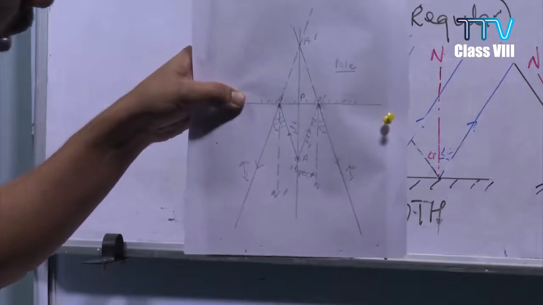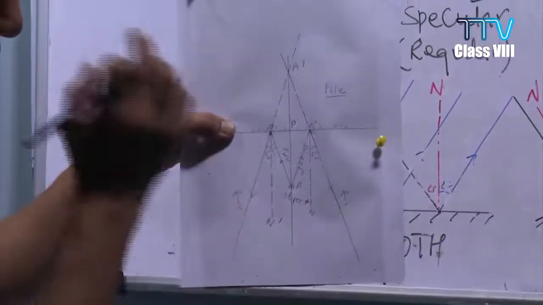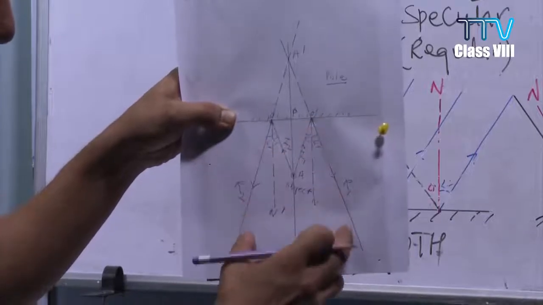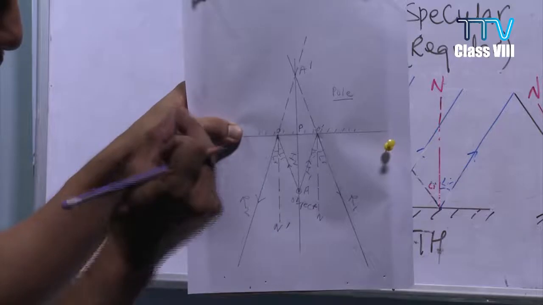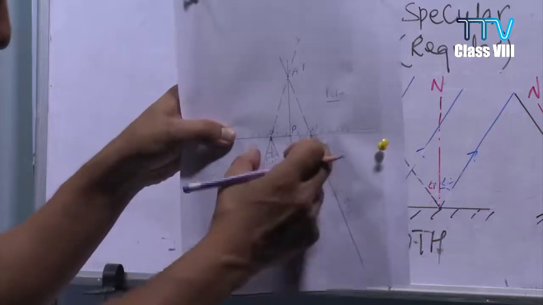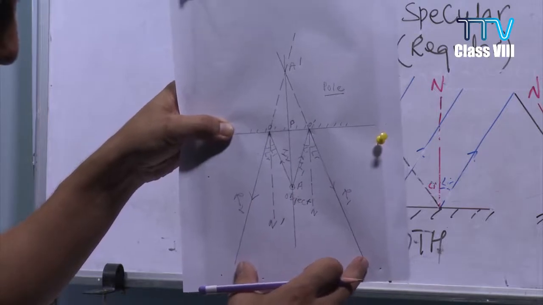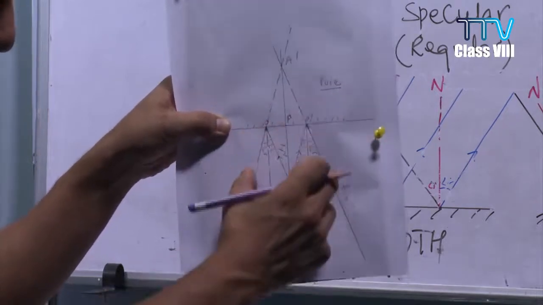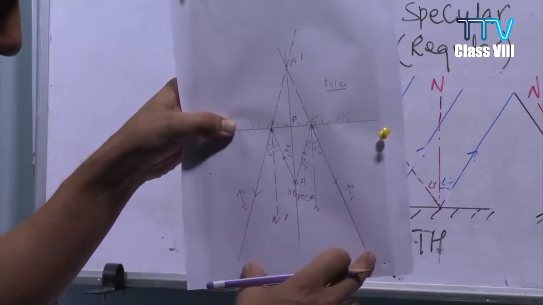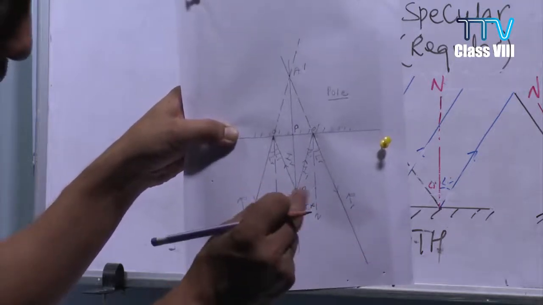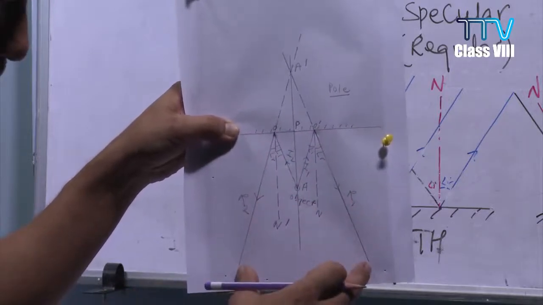Look at the two reflected rays. Are they actually intersecting? No, they are not. They are diverging, going away from each other. The two reflected rays are not actually intersecting.